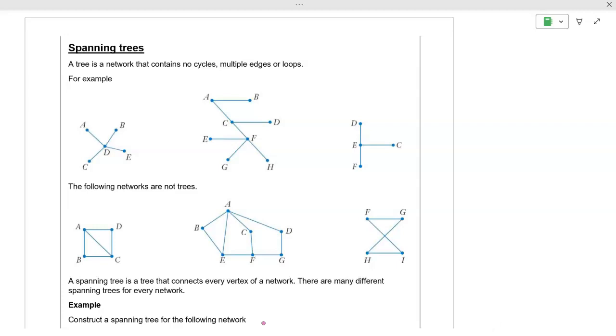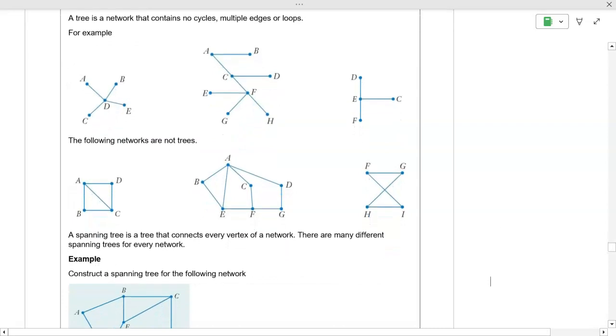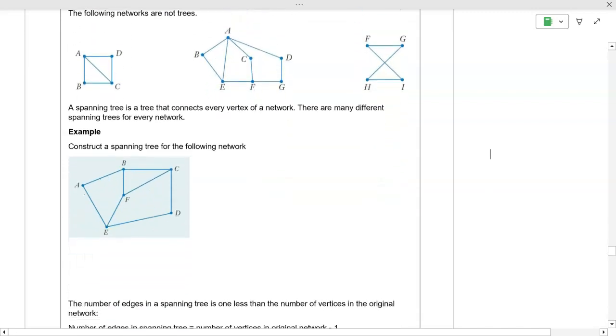Whereas these ones below, these are not trees because it all joins up. I can get around to each one following a path. So a spanning tree is a tree that connects every vertex of a network, but there's many different trees for that network. So you might draw one that's different to the way I draw one, and that's fine, so long as none of them join together to make a cycle.